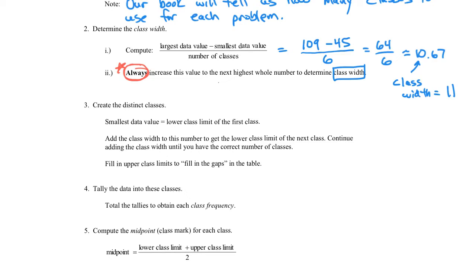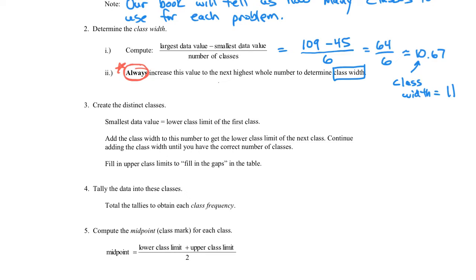Okay, here's where we get tripped up all the time. Look at this sentence and tell me, when it says always, do you think that means sometimes always or always always? Always, always, right? It doesn't say round, it says increase. Always increase to the next highest whole number. We have to do that to guarantee that when we go through this process, all the data points will have a class to go into.